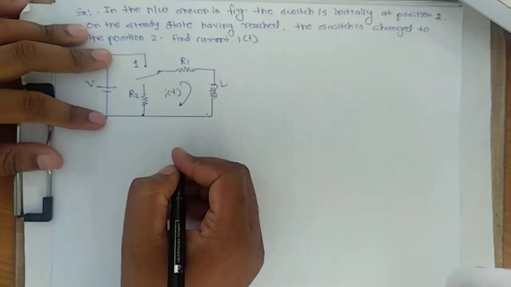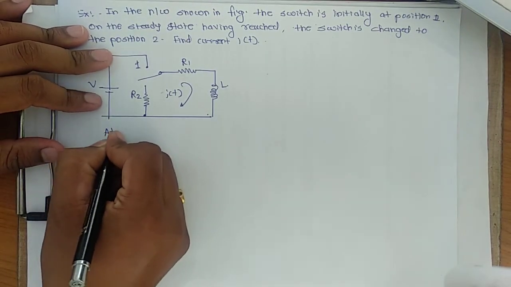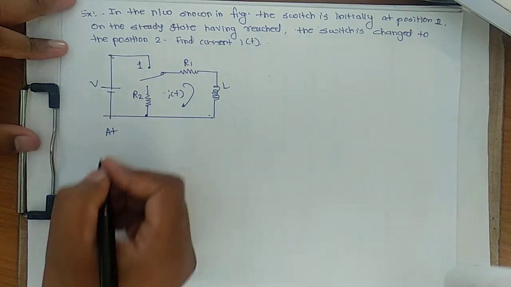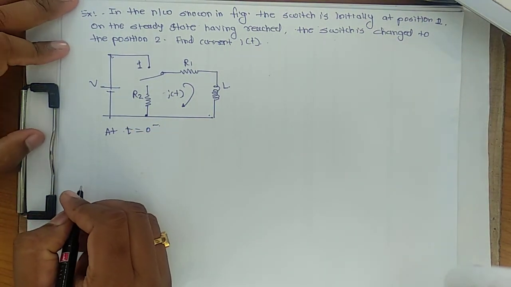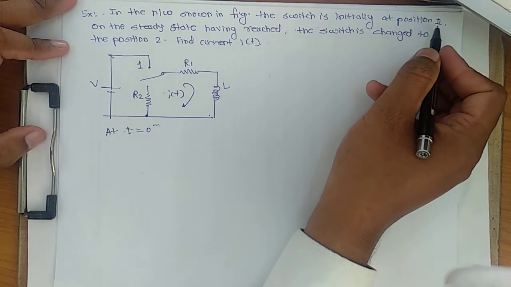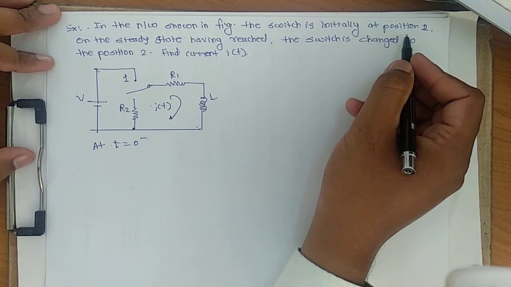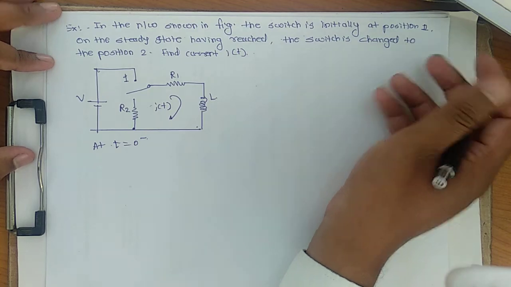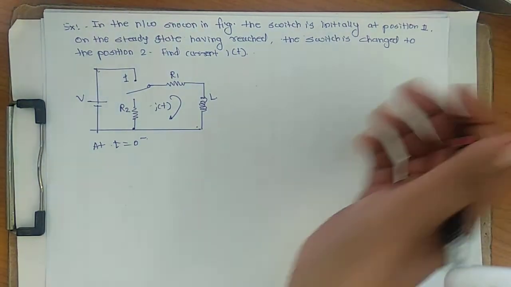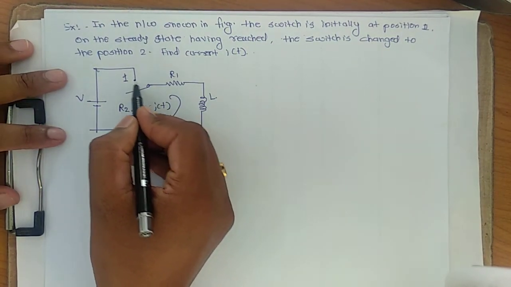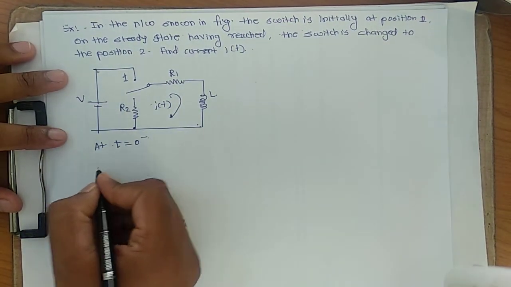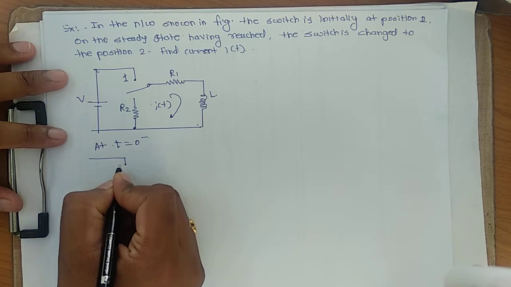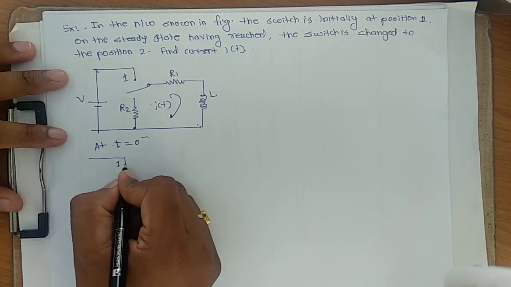So at t equal to 0 minus, I will write here t equal to 0 minus. What will happen when t is equal to 0 minus? You can see initially the switch is at position 1. Position 1 is available at this point. So if you are connecting this switch 1 and this resistor here, what will be the diagram?